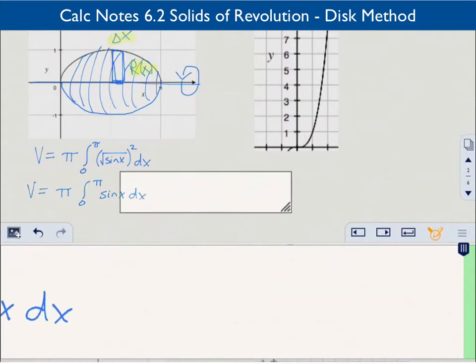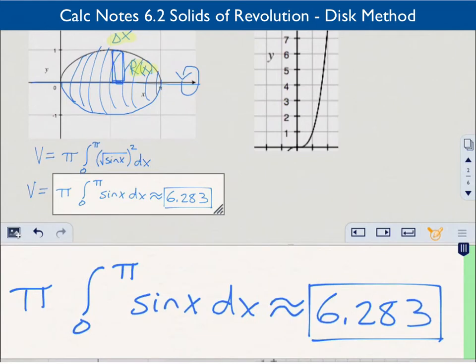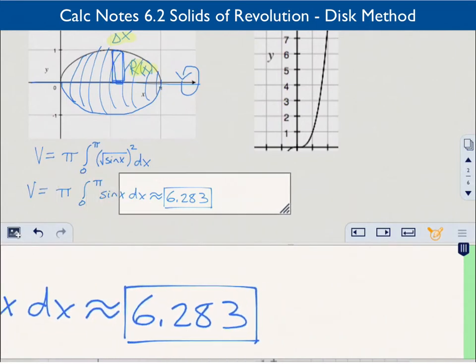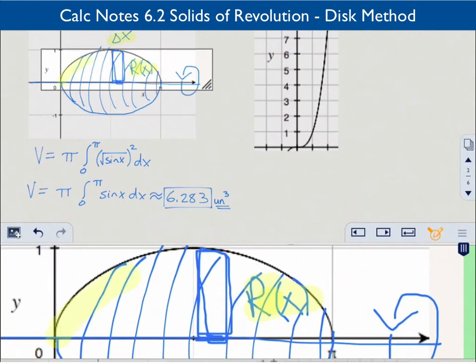And when you type this in your calculator, we're going to get approximately 6.283. Again, we could find this by hand, but go ahead and use your calculator to get our approximation. Now in calculus it's very strange because these are really cubic units, but for some reason the textbook doesn't stress putting that there. But just realize that this is a volume of revolving this region right here around an axis.